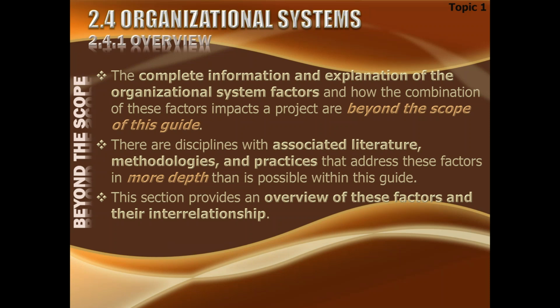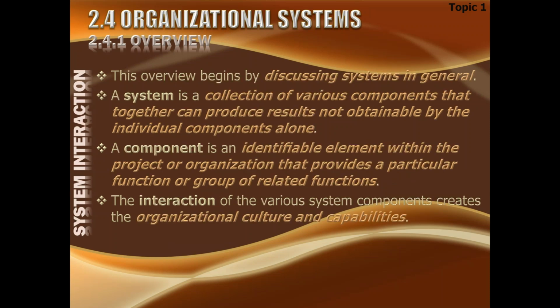There are disciplines with associated literature, methodologies and practices that address these factors in more depth than is possible within this guide. This section provides an overview of these factors and their interrelationships. And what does the overview begin with? It begins with a discussion in general of what is a system, what is a component, and what is their interaction. A system is naturally a collection of components put together in a certain order so that they can produce certain kind of results.